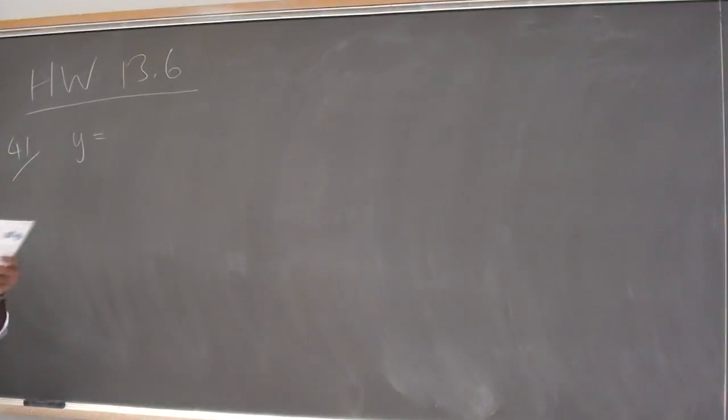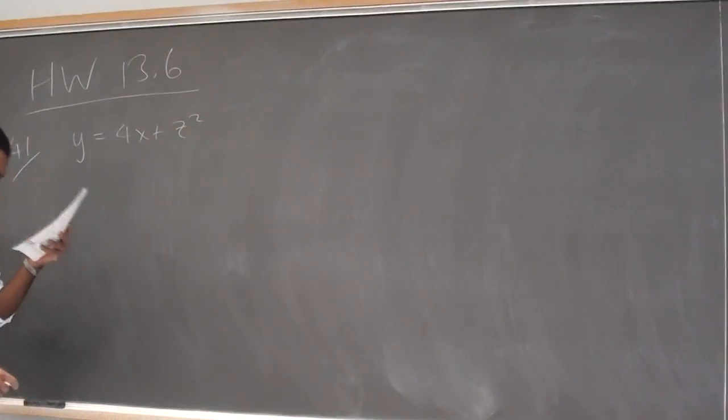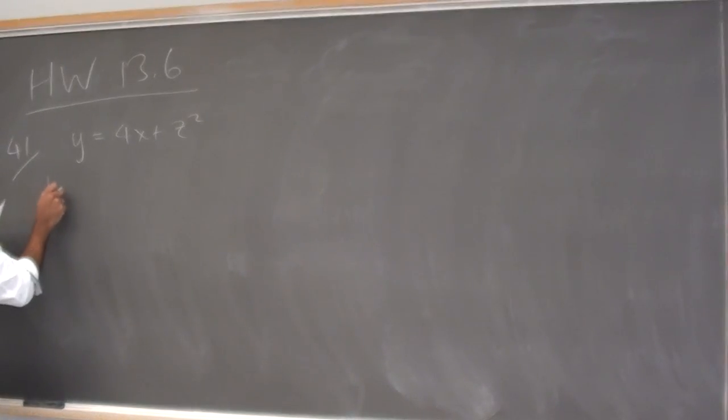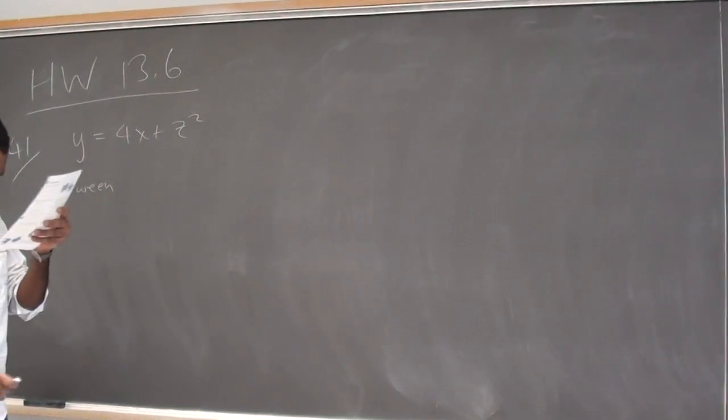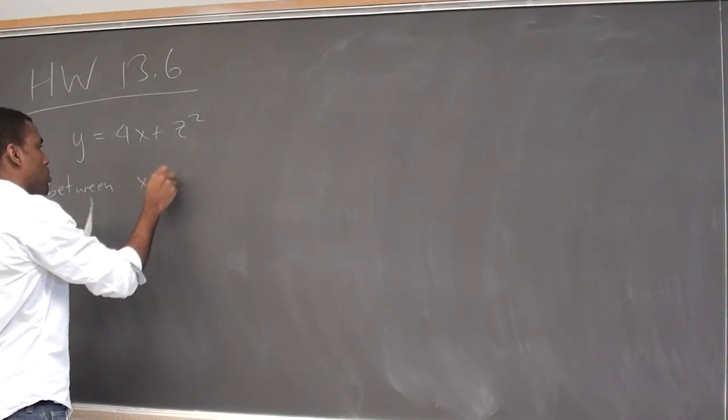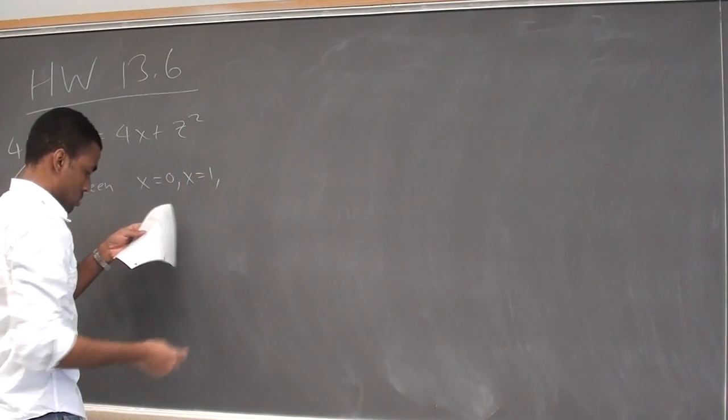Okay, so we have a surface. Alright, settle down, we're going to begin. Quiet. 4x plus z squared between x equals 0.